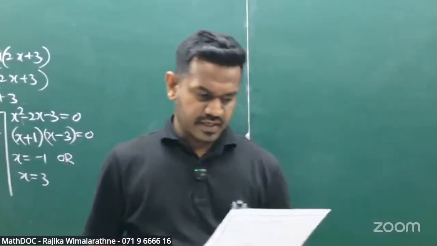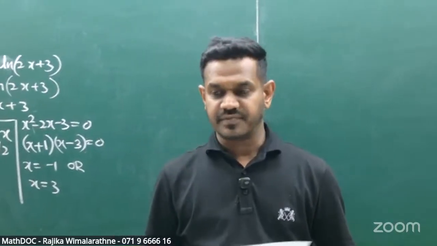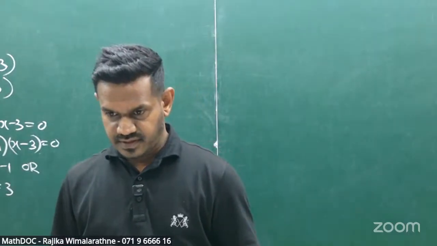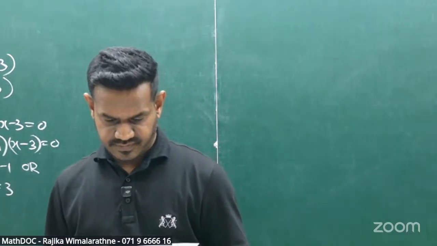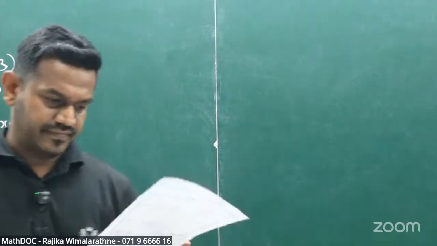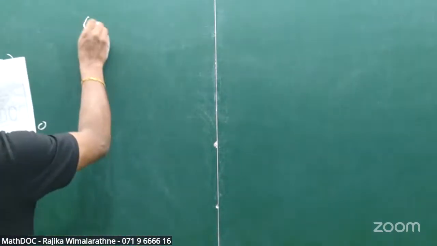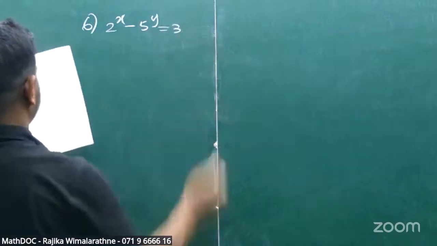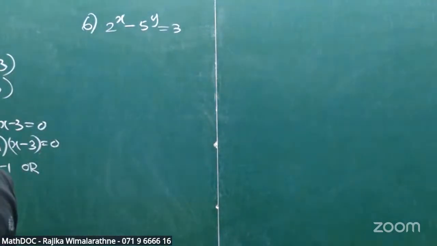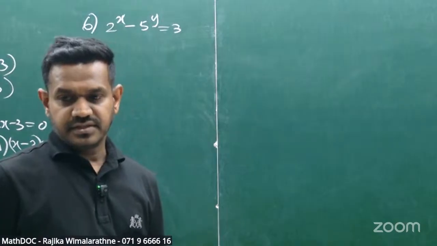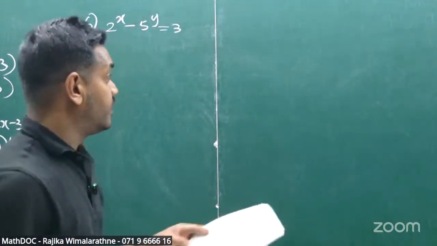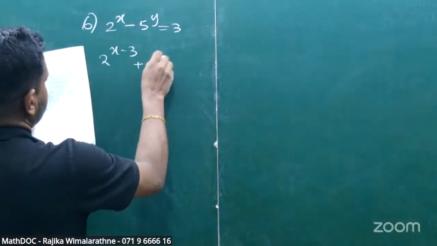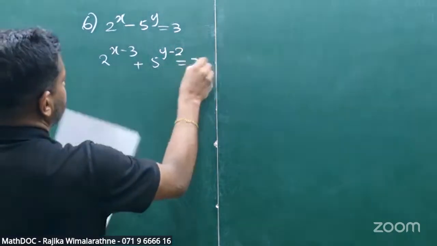Okay. Now let's move to question number 6. Check your answers. Here, 2 to the power x minus 5 to the power y equals 3. Yeah, this is a special type of simultaneous equation. Here, 2 to the power x minus 3, 5 to the power y minus 2 equals 21.